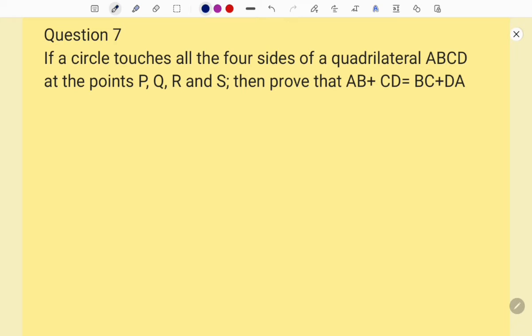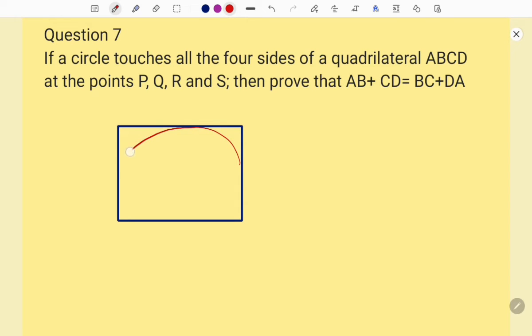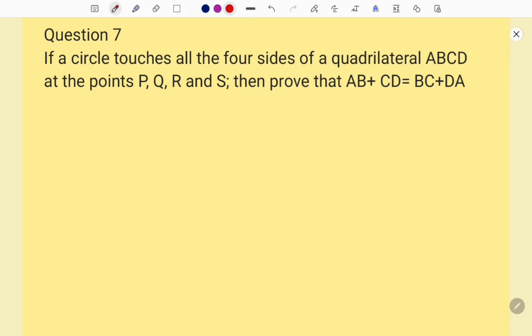Now question number 17. This is also a very important question. It comes under the 4 marks or otherwise 2 marks. Once you read the question: if a circle touches all the 4 sides of the quadrilateral ABCD, suppose I take one quadrilateral like this. Now you can draw a circle such that the circle touches all the 4 sides of the quadrilateral, like this.